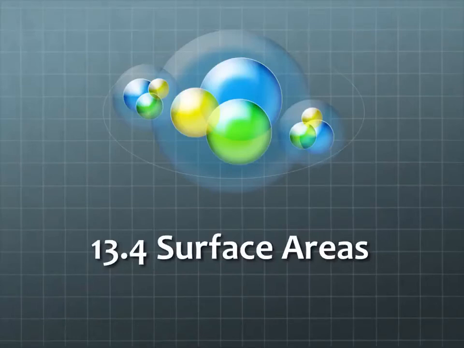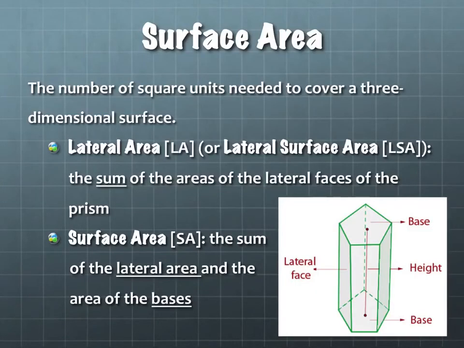All right, 13.4. Feels like it's been a while since we've jumped back into some new material. We're going to continue talking about areas, but now we're going to be specifically talking about surface areas. Surface area means the area on the outer side, if you will, of a three-dimensional object. So this is the number of square units needed to cover a three-dimensional surface.